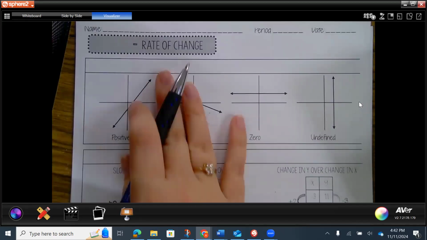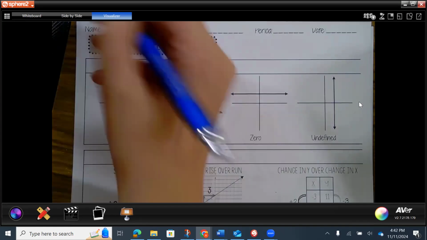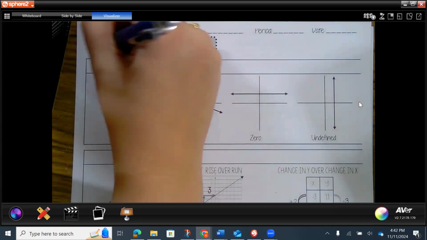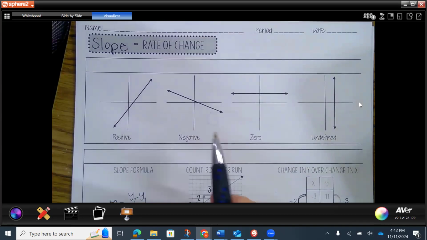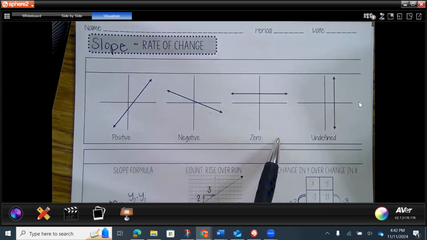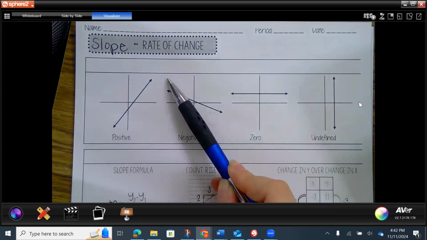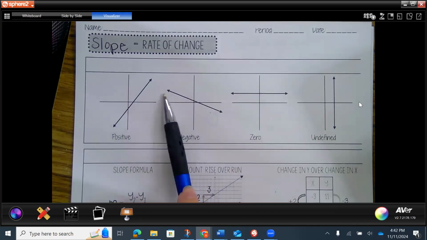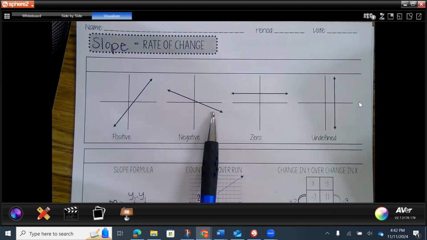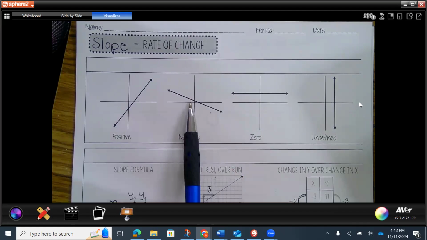Okay. So, rate of change or slope. Slope and rate of change are the same thing, friends. So there are 4 different types of slope. We are going to talk more about this tomorrow, but there is a positive slope. That is when our line is increasing from left to right. There's a negative slope when the line is decreasing from left to right. We talked about these yesterday.